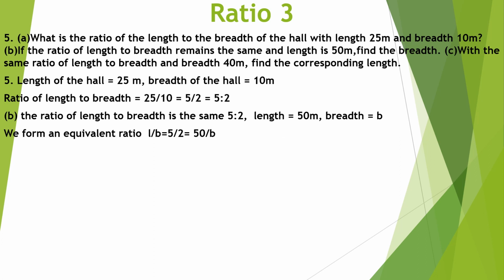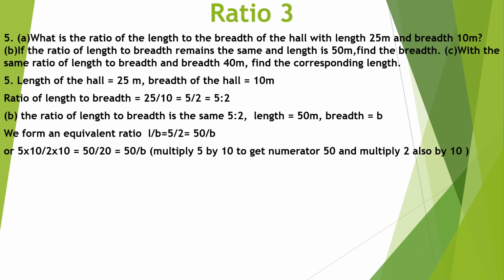So we form an equivalent ratio. L upon B is equal to 5 upon 2 is equal to 50 upon B. Now, we multiply 5 by 10 so that the numerator is 50. So the denominator 2 also has to be multiplied by 10. So 5 into 10 upon 2 into 10 is equal to 50 upon 20, which is equal to 50 upon B. So here the breadth will be equal to 20 meters.